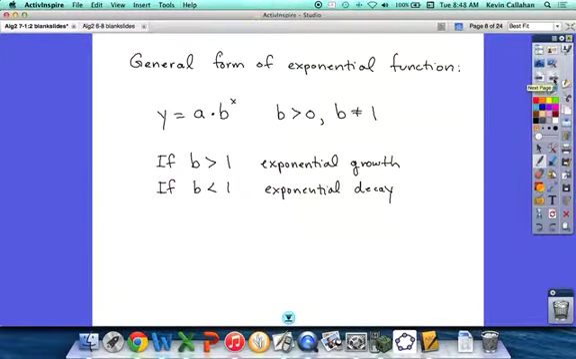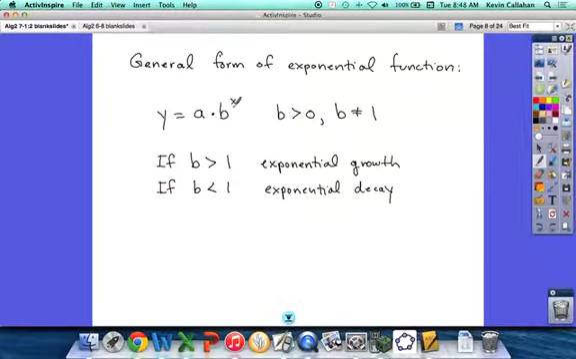Now, the basic form, they call it the general form, or standard, whatever you want to call it, for an exponential function is actually a times b to the x. We've been dealing with only the b to the x part. We had a number raised to a power. But you could multiply by a constant. It could have a number in front of it too. It would still be an exponential function.